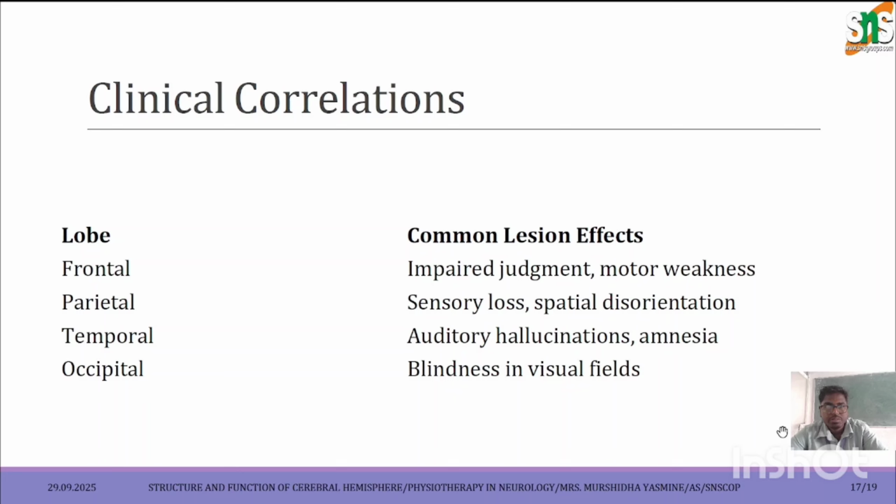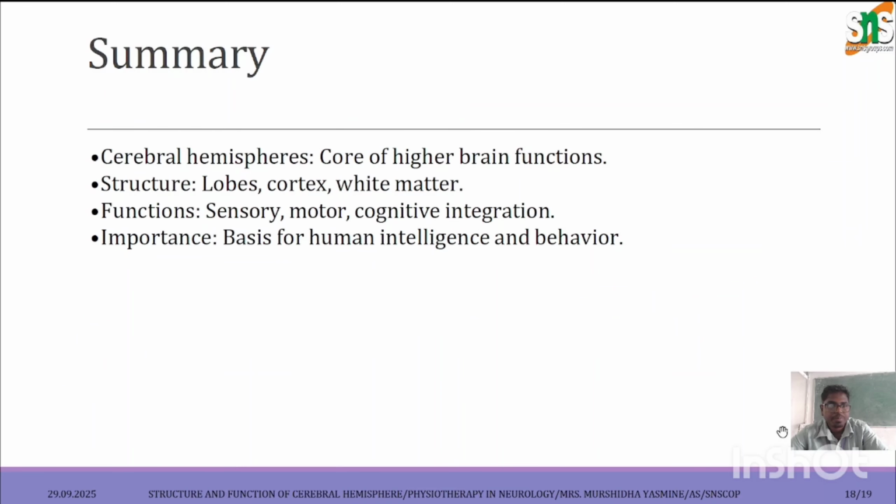If the frontal lobe is affected, it leads to impaired judgment and motor weakness. If the parietal lobe is affected, it leads to sensory loss and spatial disorientation. If the temporal lobe is affected, it leads to auditory hallucinations and amnesia. And finally, if the occipital lobe is affected, it may lead to blindness in the visual fields.